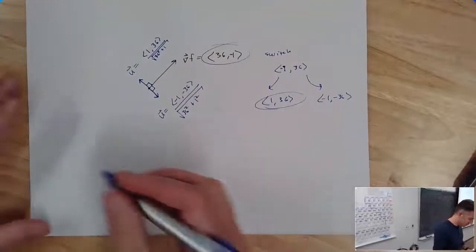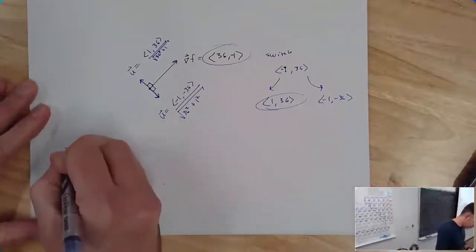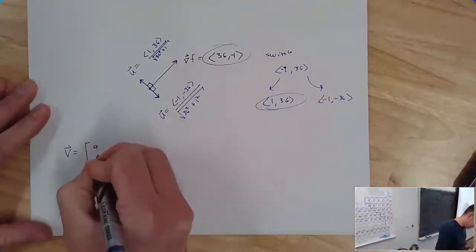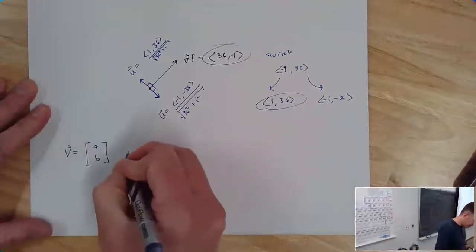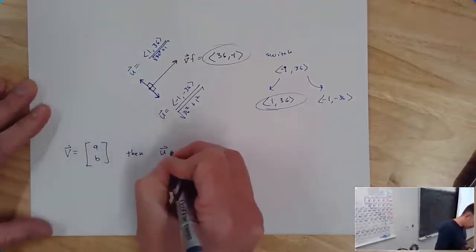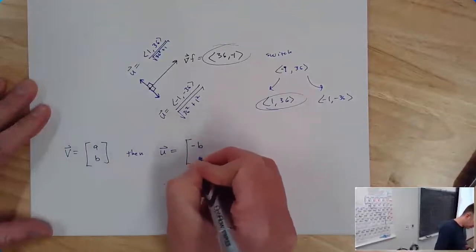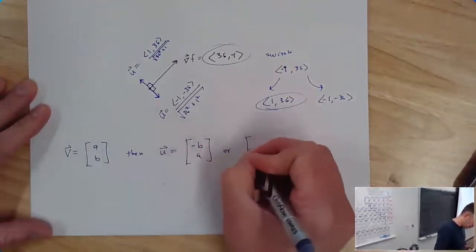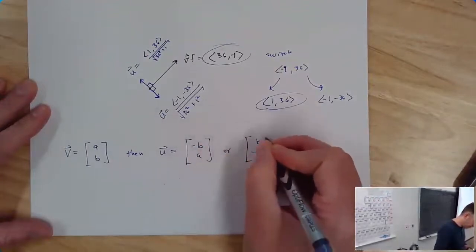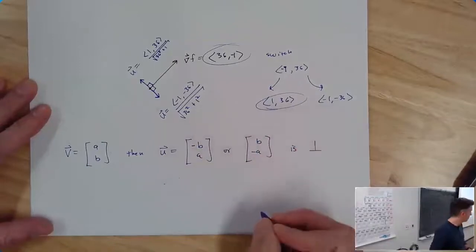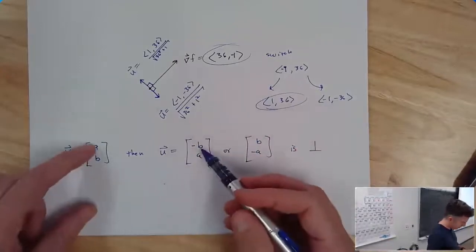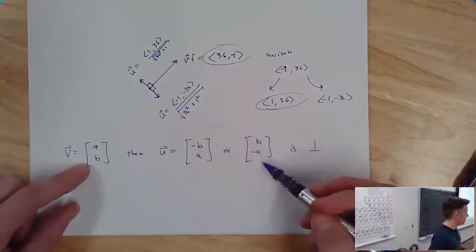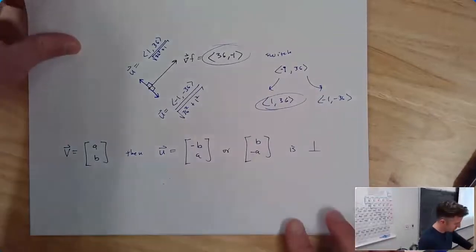Very, very generally, we can say that if your vector is (A, B), then this other vector, (-B, A) or (B, -A), is perpendicular. Because the dot product is A times negative B plus B times A, or A times B plus B times A. Yeah. Okay.